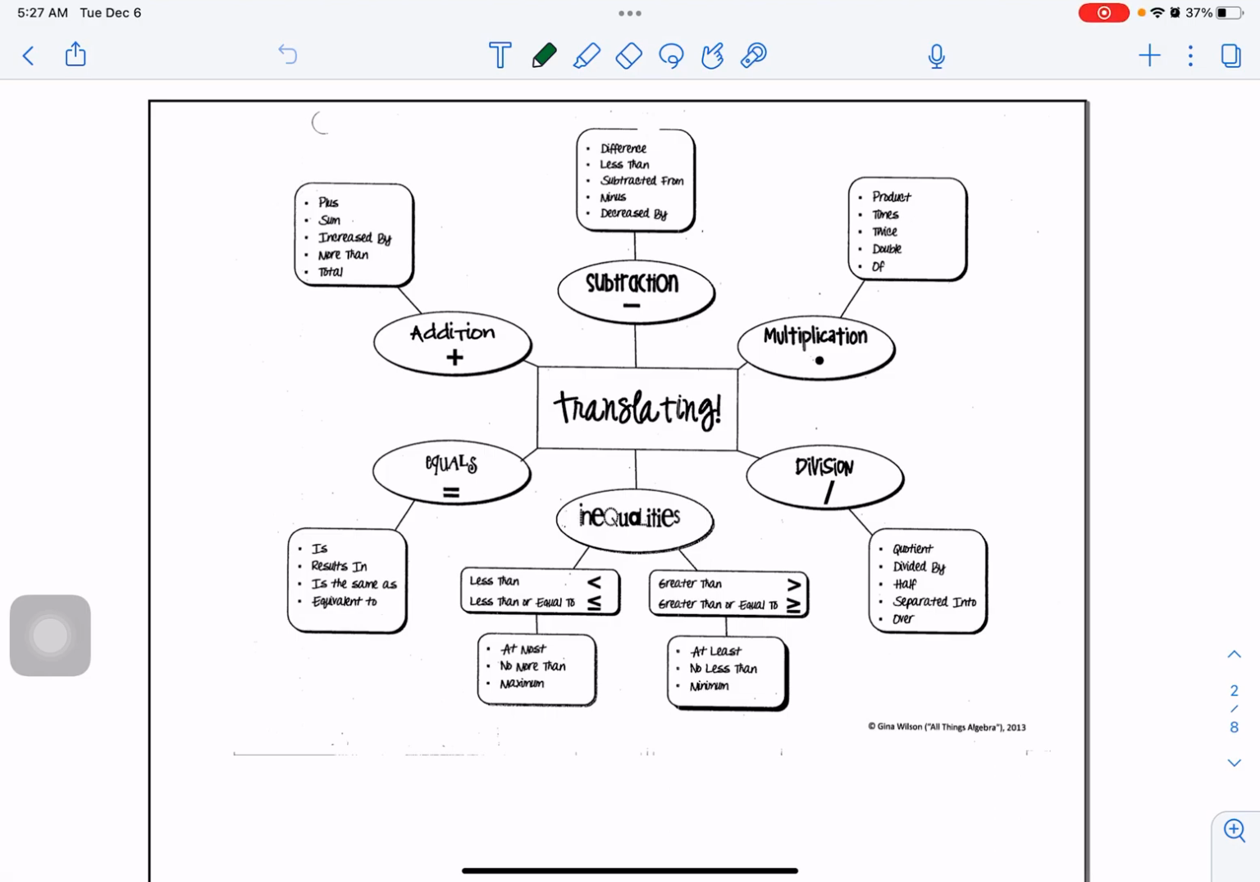Good morning, Algebra students. Before you begin the Chapter 1-1 homework, I want to take time to review the notes that you practiced with yesterday.